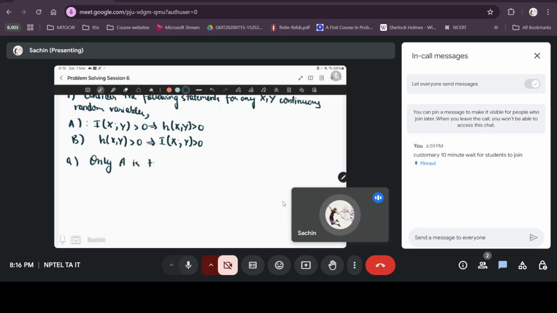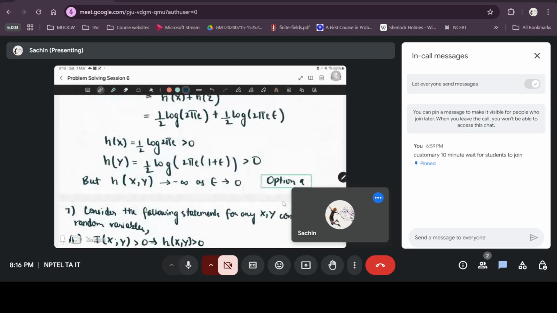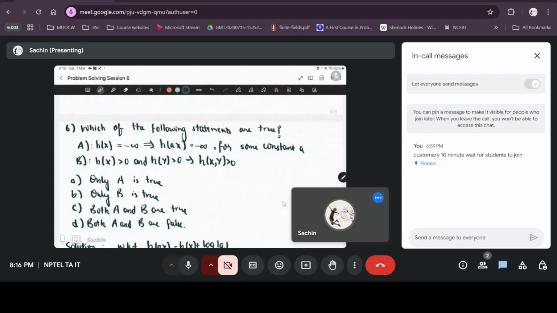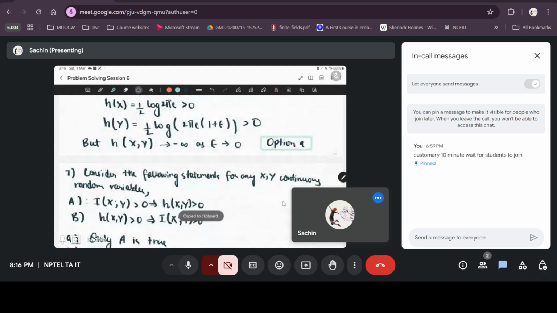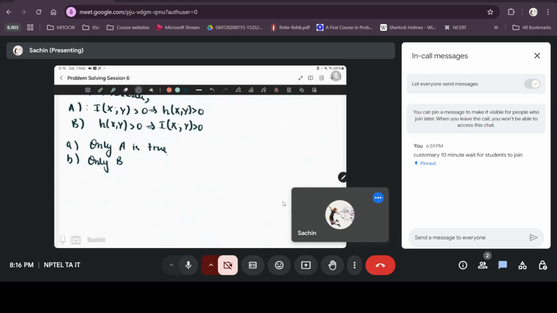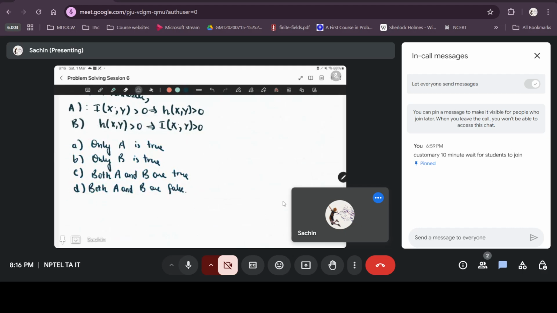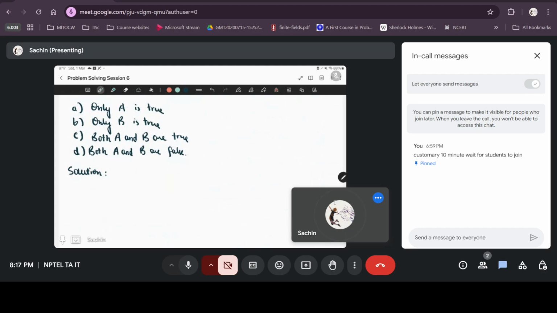Is only A true? Is only B true? I guess I can copy the options from the previous question. Are both A and B true? Or are both A and B false? Solution, again, we'll give examples to show that both statements are false.